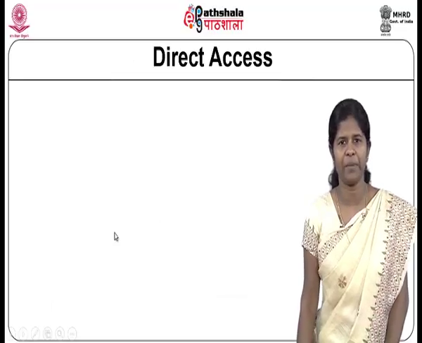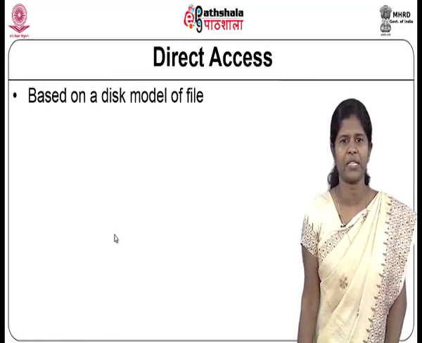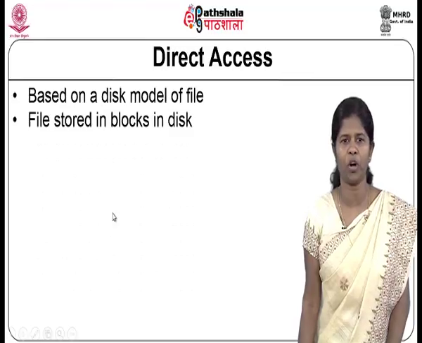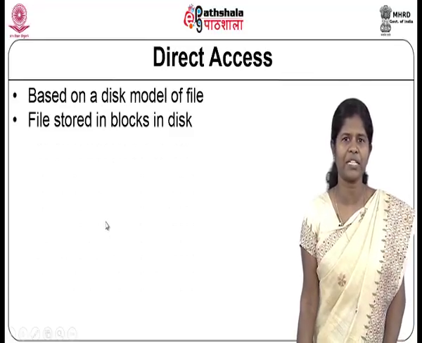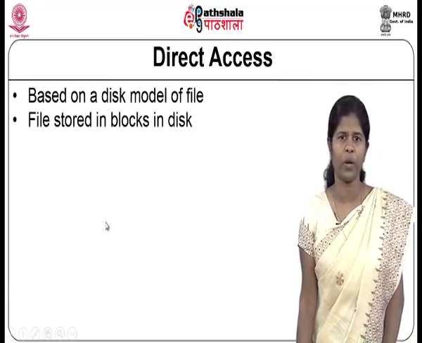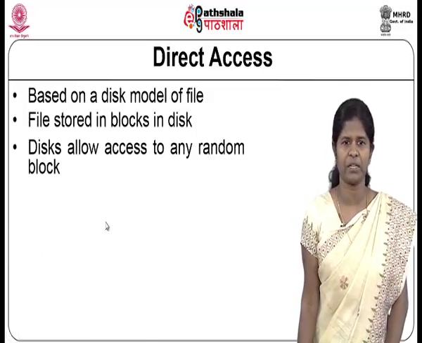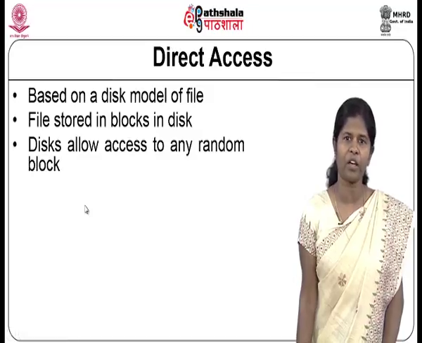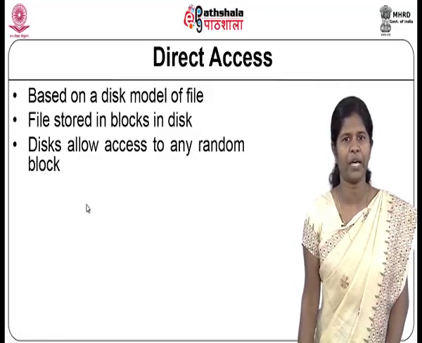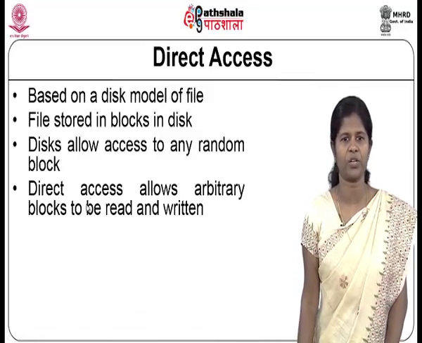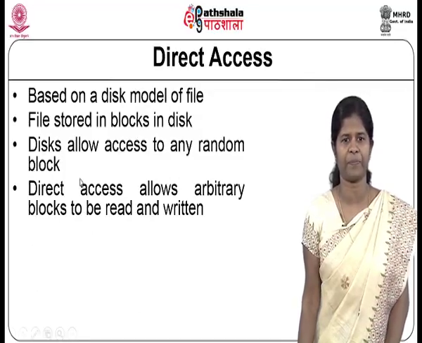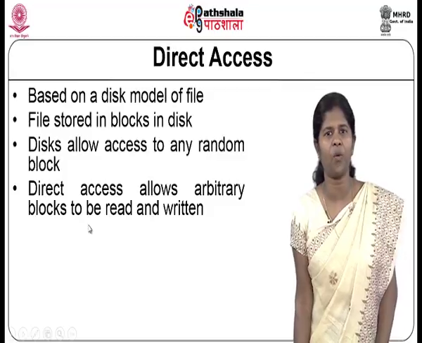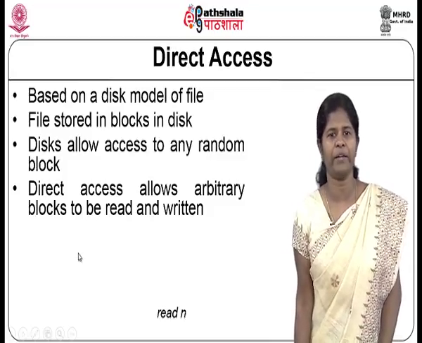The next type of access is direct access. This is based on the disk model of a file. We saw that the contents of files are stored in disk blocks in the disk. So, if you want to access any block or any record in the disk, you should be allowed random access. You should be allowed to access the nth record or the nth disk block. So, direct access will allow arbitrary blocks to be read and written.